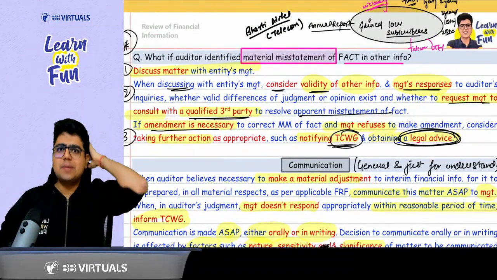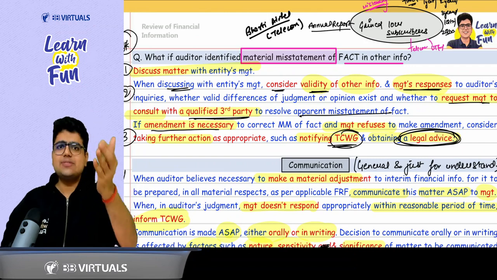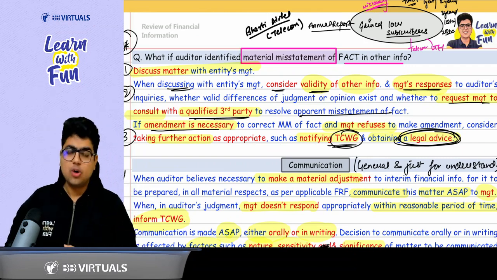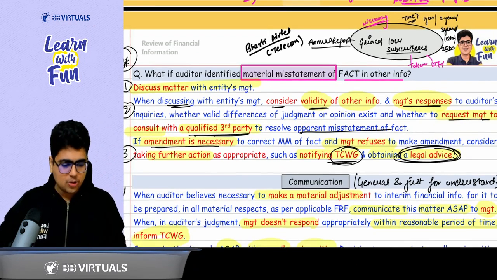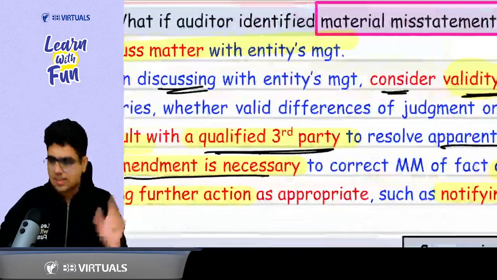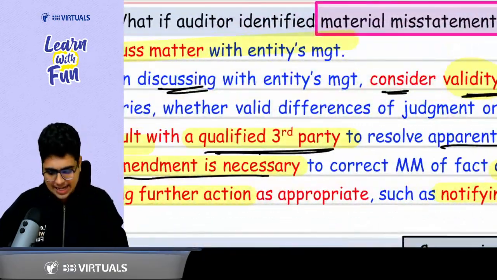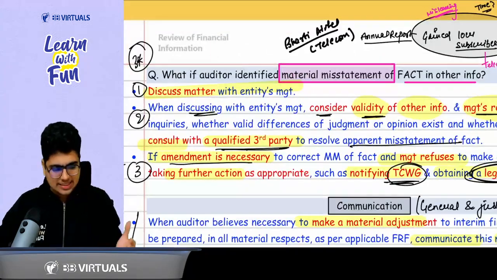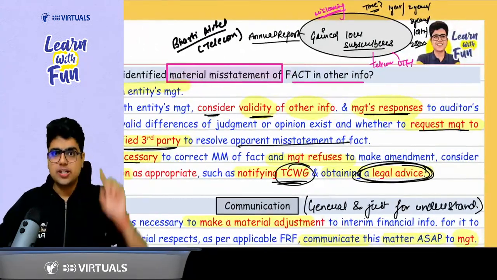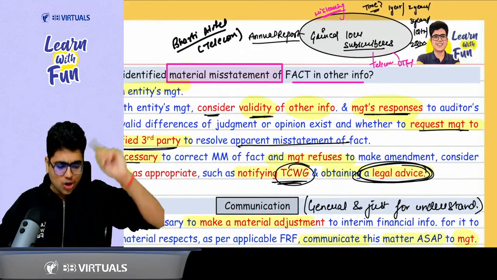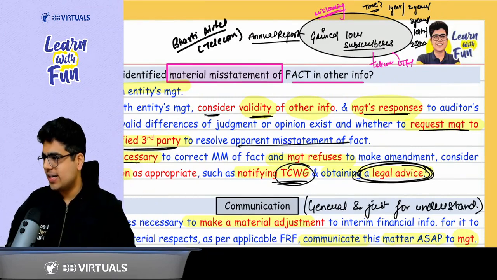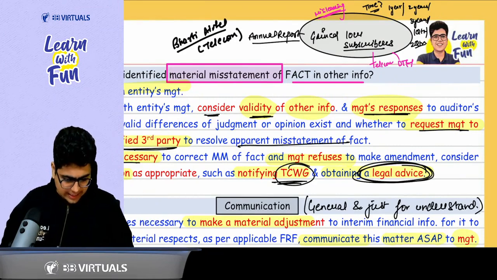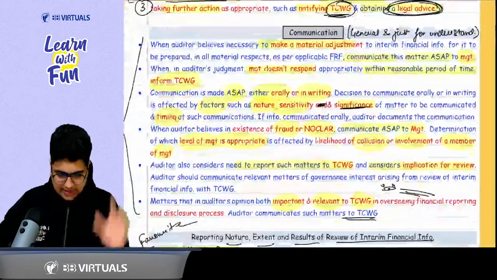Again, in such case, discuss with the management about this material misstatement. Also, if required, you can request the management to consult a third party. And at the end of the day, if you feel the amendment is necessary and the management is not doing it, go to the TCWG, and also you can take a legal advice on this matter. Clear? Clear, sir.